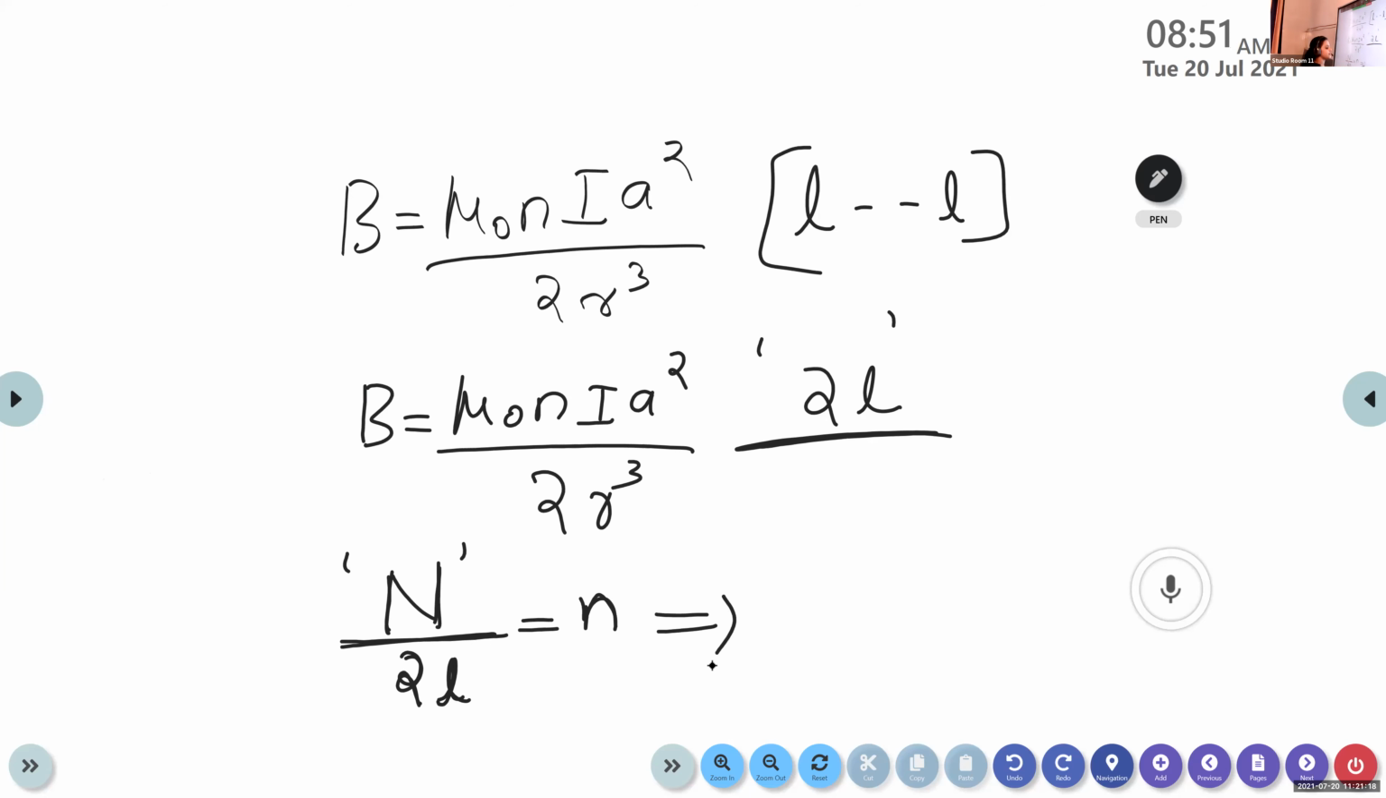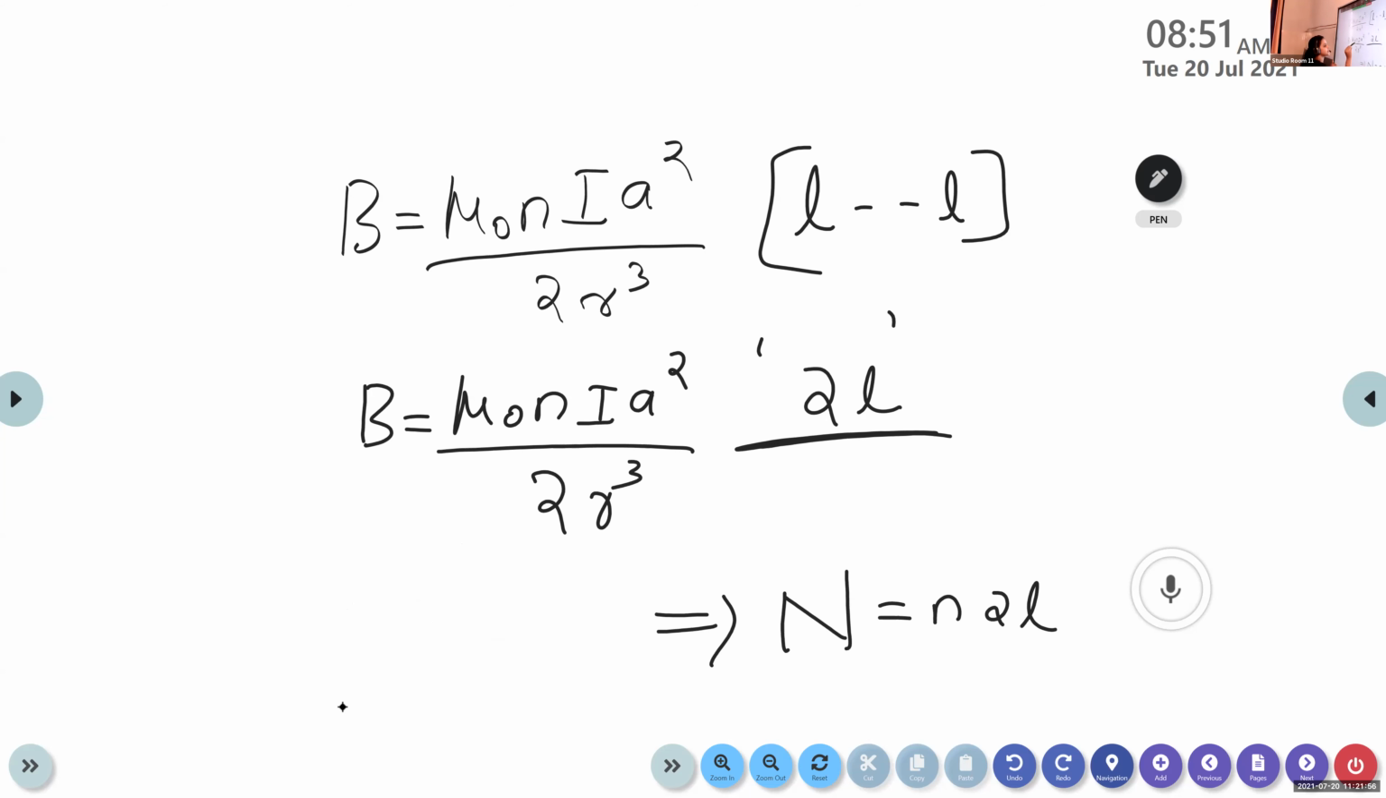So from this expression, we can write capital N by 2L is equal to small n. Then capital N is equal to, just rearrange the equation, small n into 2L. Here capital N by 2L is the number of turns per length of the solenoid. In the present case, the length of the solenoid is 2L, that is equal to small n. So we can write capital N is equal to n into 2L.